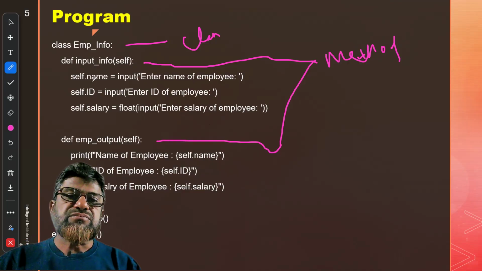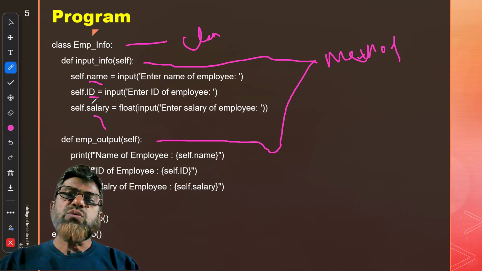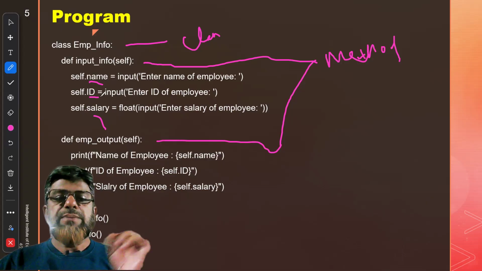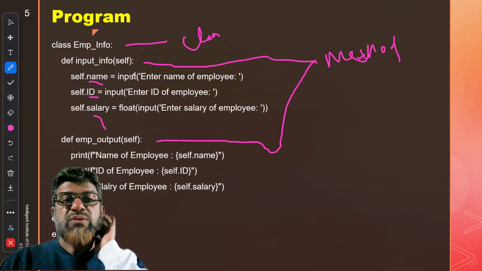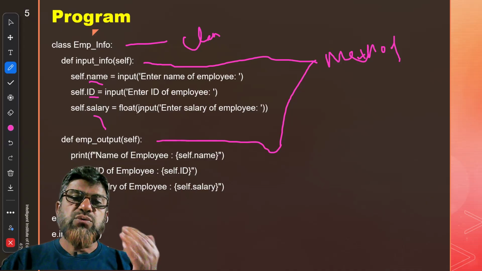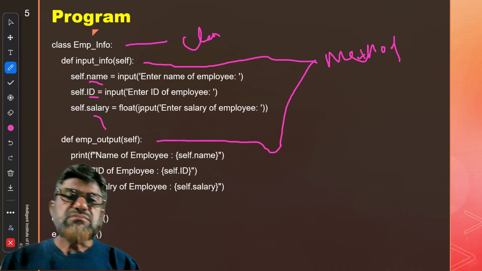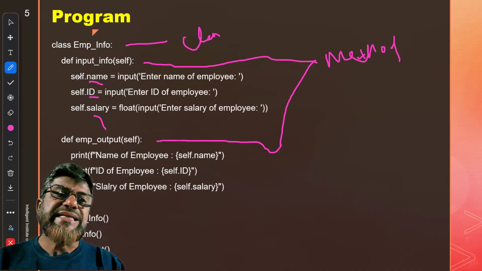And attributes, like we have here name, ID and salary, these three data. So also we can say variables, but here we can say attributes: name, ID and salary. With the help of input, now we will enter the data. Finally, I would like to say what is self.